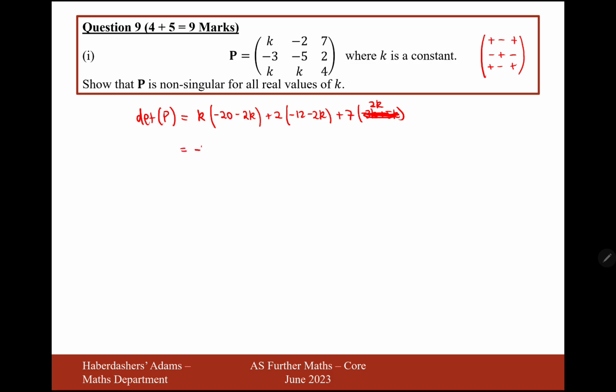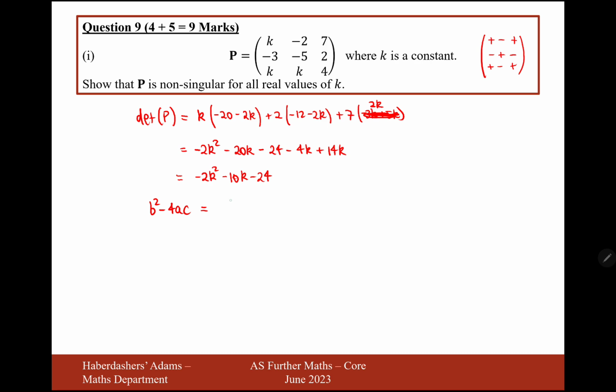Okay, expand the bracket, so it would be minus 2k squared minus 20k minus 24 minus 4k, add 14k. So the determinant here is going to be minus 2k squared minus 24, add the 14k, and be minus 10k minus 24. Excellent. Now to prove that a quadratic has no solutions equalling 0, we need to prove our discriminant is negative.